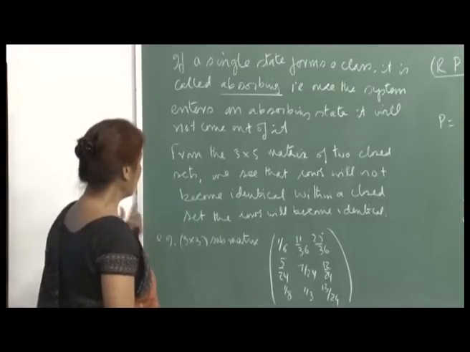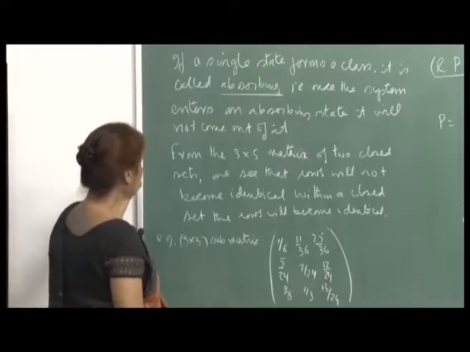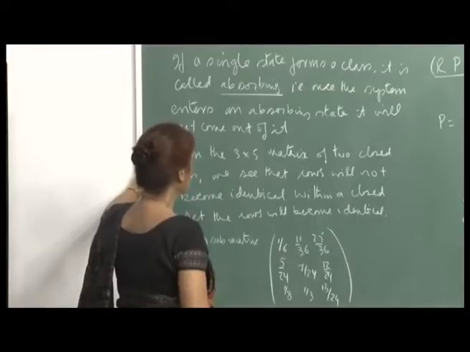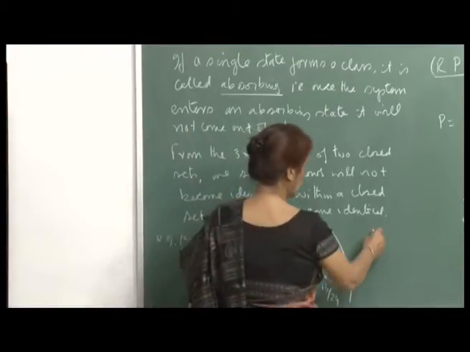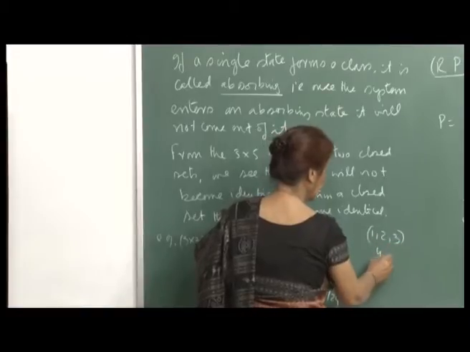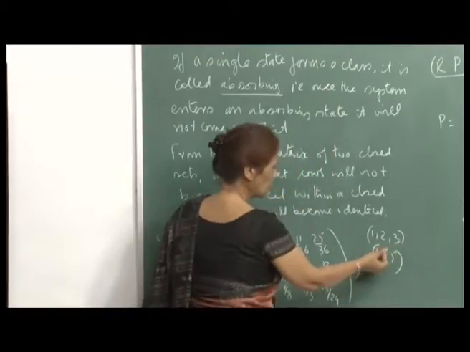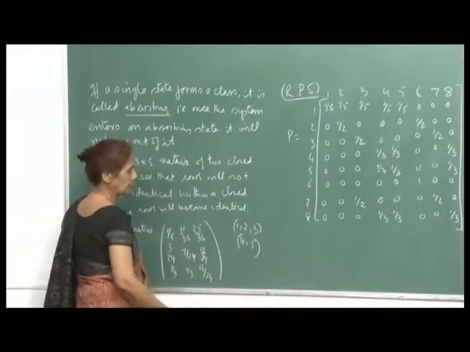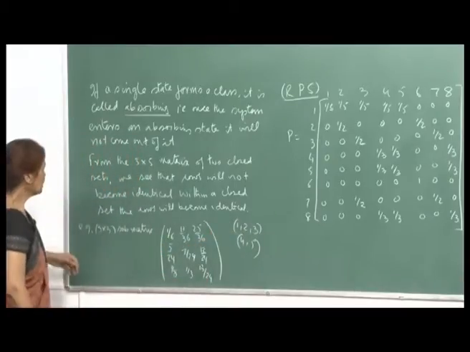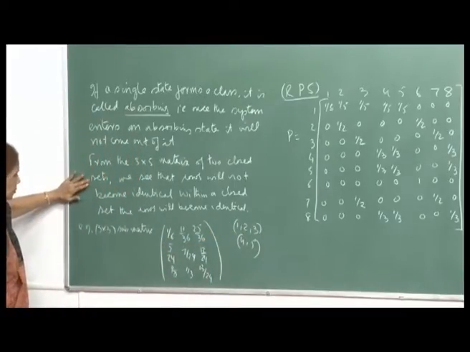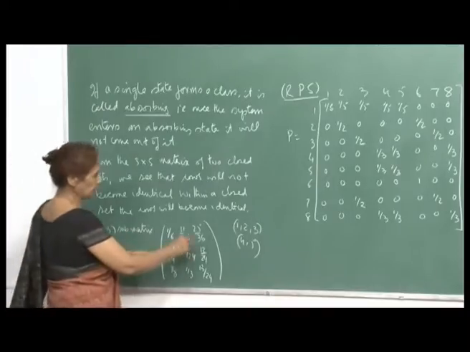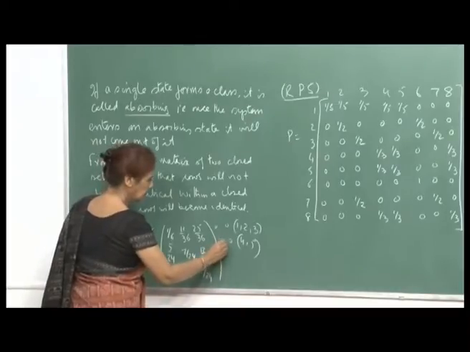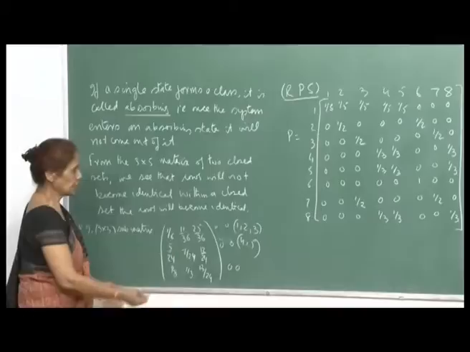Now, from the 5 by 5 matrix of the two closed sets, we just looked at this example in which you had two closed sets as formed by the states 1, 2, 3 and the states 4 and 5. Remember, there was no communication between the states 4 and 5 and 1, 2 and 3 and vice versa. So, these were two closed sets. Now if you look at the 3 by 3 sub matrix, because otherwise it is all zeros, because there was no communication from 4 to 5.